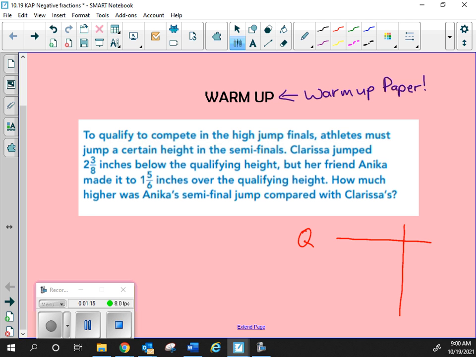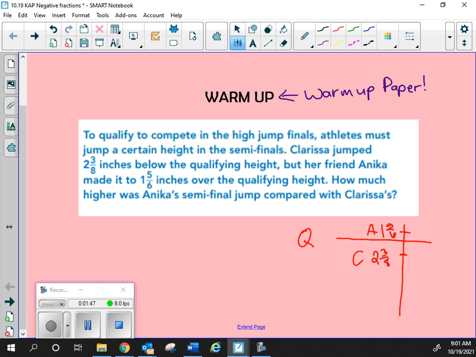Clarissa jumped that many below the qualifying height. So they're going to be right here, right? 2 and 3/8 below. That's not actually the number on the number line, but it's below that much, right? And then her friend Anika was over 1 and 5/6. It wants to know how much higher Anika's semifinal jump was compared to Clarissa's. So I'm comparing it to the qualifying height or to Clarissa's height? I'm comparing it to Clarissa.